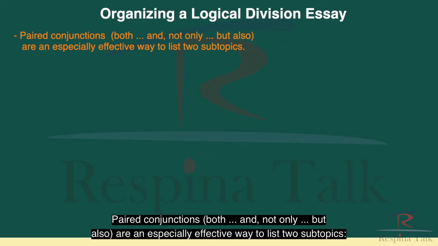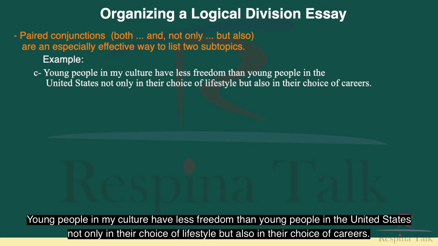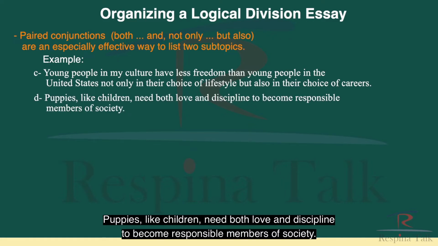Paired conjunctions like both...and, not only...but also, are an especially effective way to list 2 subtopics. For example, young people in my culture have less freedom than young people in the United States, not only in their choice of lifestyle, but also in their choice of careers. Another example, puppies, like children, need both love and discipline to become responsible members of society.